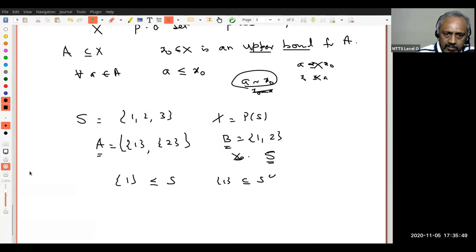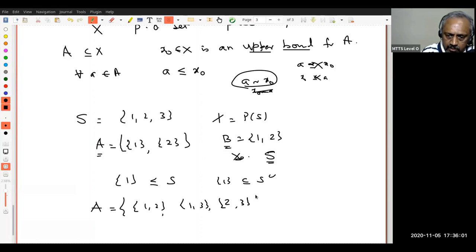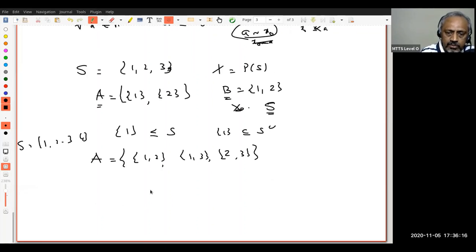More generally, if you want a slightly non-trivial example, let us look at another A: {1, 2}, {1, 3} and {2, 3}. These are all the two-element subsets. Now make S equal to {1, 2, 3, 4}. Now I want an upper bound for this. So how many upper bounds can I have? I can take the set B to be {1, 2, 3}.